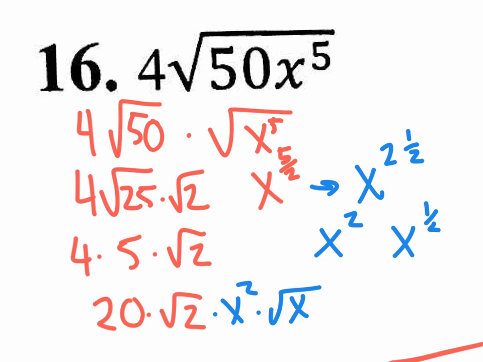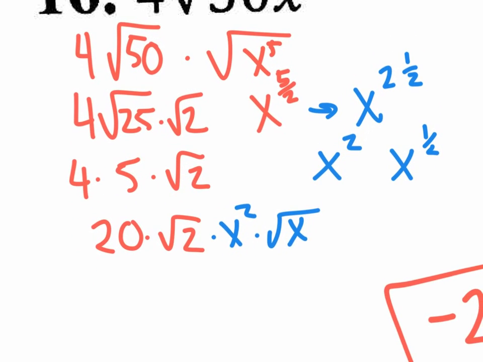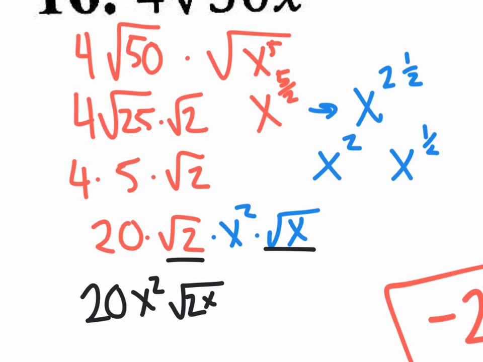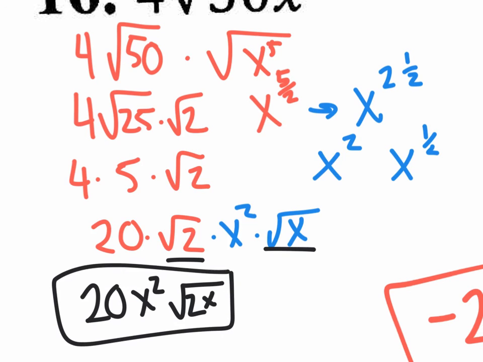And now let's just finish multiplying what we have down here. 20 times x squared, that'll be 20x squared. And then the square root of 2 times the square root of x, just put them together, the square root of 2x. That's your final answer. I hope you guys get it.